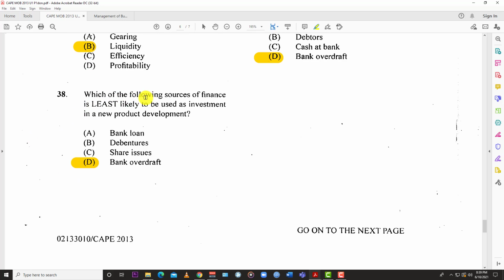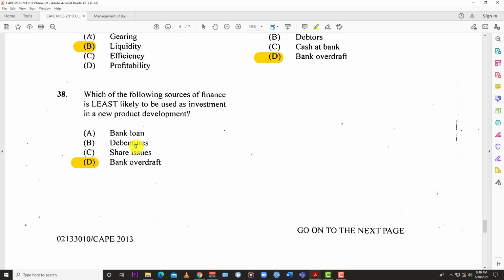38. Which of the following sources of finance is least likely to be used as investment in new product development? And so you have the bank overdraft. Why do we say that? Because product development would take a while, and a bank overdraft is only for a short span of time. So maybe this week you can't meet the payroll, you might overdraft, and come next week you will pay it, things like that. So the bank overdraft is a quick solution for a little cash shortfall. But the bank loan can go for years.